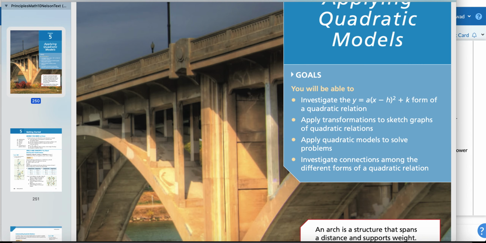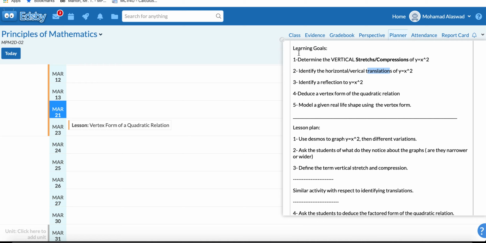So let's go to EDSB. Those are the learning goals. Number 1, we're going to determine the vertical stretches or compressions of this relation. Now this is y equals x squared. Y equals x squared is the basic quadratic relation. It's the primitive one. In math, we call it the parent function or the parent relation.